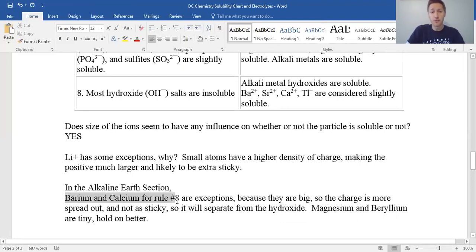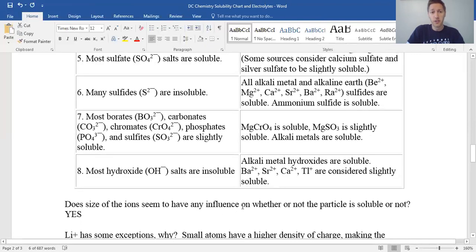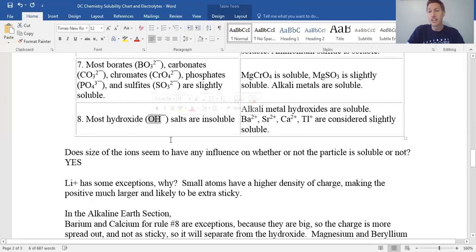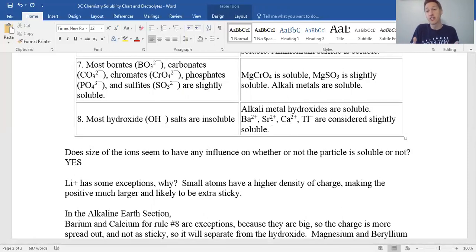We can see this in the alkaline earth metals. The general idea is barium and calcium for rule number 8, they're exceptions. Rule number 8 says these tend to be insoluble, but barium, strontium, calcium, those three are at the bottom of the alkaline earth metal section. Going by atomic trends, as you go down the periodic table, you get bigger. So down there, these atoms are really big, which means that positive charge is spread out really thin. Because that charge is spread out thin, it's not very attractive, and therefore the hydroxide says, I'm not quite as attracted to you, so we can part ways.